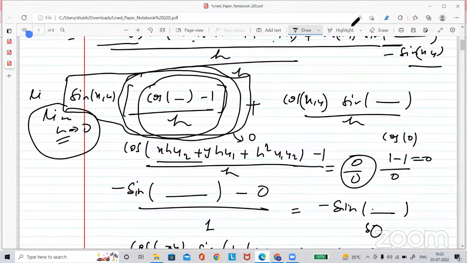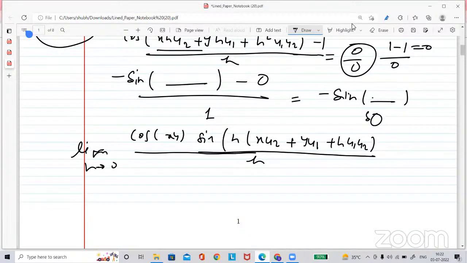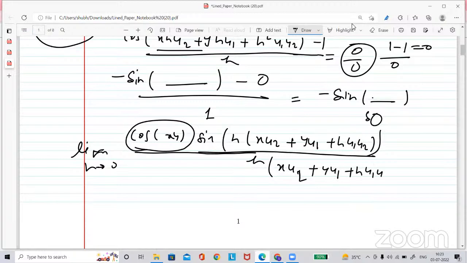That is clear. So now, in this there is no h, so we need not worry about this one. We have to worry about this portion. So multiply in the denominator with x u2 plus y u1 plus h u1 u2, and also in the numerator multiply with that expression, removing this portion. This one only we are multiplying.